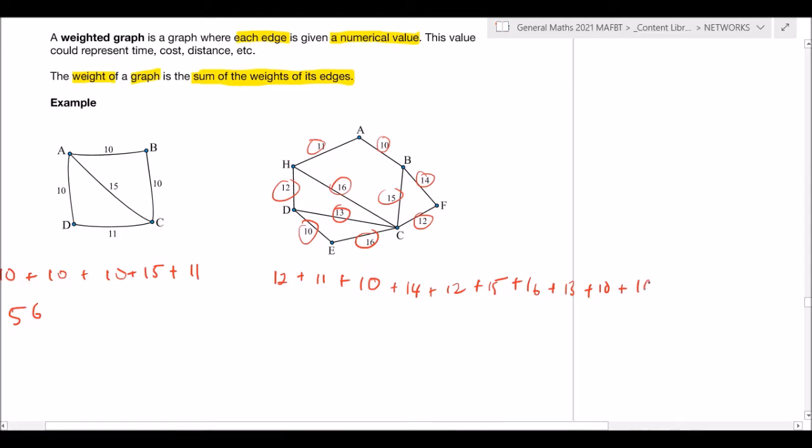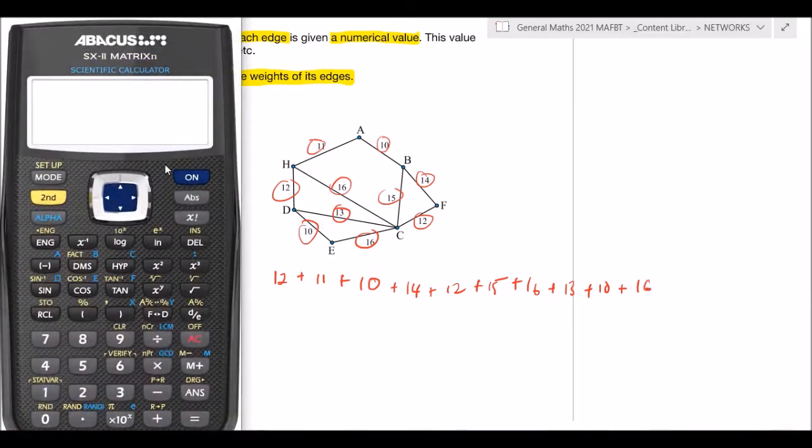So adding them all up, you can use your calculator. I'll go 12 plus 11. Oops. There's no quick way to press plus here, which is annoying, but that's okay. Plus, where are we at? 10 plus 14 plus 12, 15, 16, 13. If Torio was a calculator, he'd smash this out real quick, but he's not. So the total weight of this graph is 128.